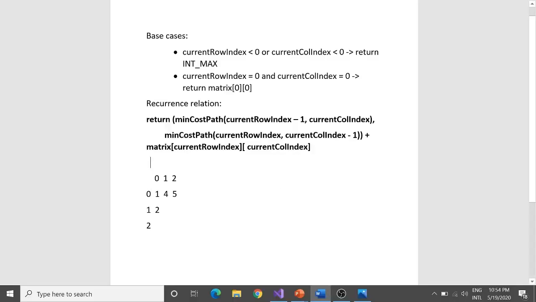Again, to reach min cost path of 2 0, what would I be doing? I would be recursing for two things. One, I would be recursing for 1 comma 0, and what would I be recursing for? I would be recursing for 2 comma minus 1. Then I would be taking min of it, and what would I be adding to it? Sorry, my DP matrix, sorry, my matrix value of 2 comma 0.